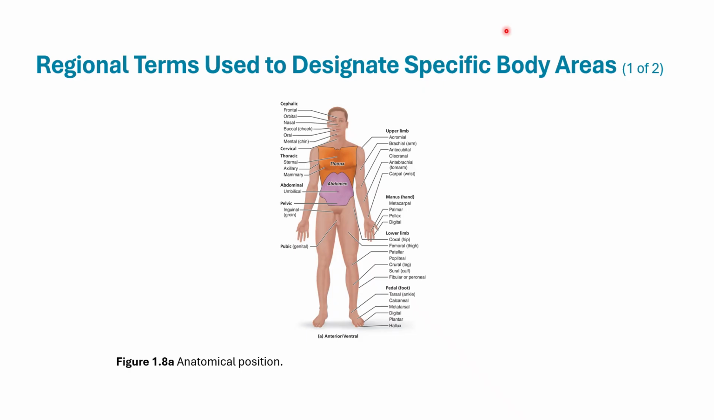Okay. Down here, where it says pedal, the pedal area refers to the foot. Like when you're riding a bike, you're hitting the pedals. Remember, that's your foot area. Areas within the pedal region include the tarsal or the anterior ankle, the calcaneal, the posterior ankle, the metatarsal, which is the anterior foot between the ankle and the toes. The digital is the toes, the plantar is the sole of your foot, and the hallux is the great toe, or the big toe.